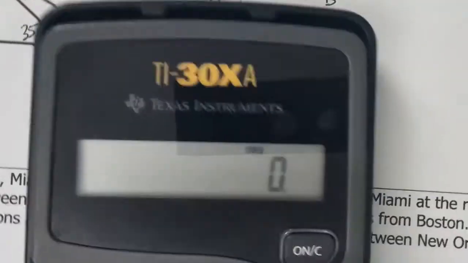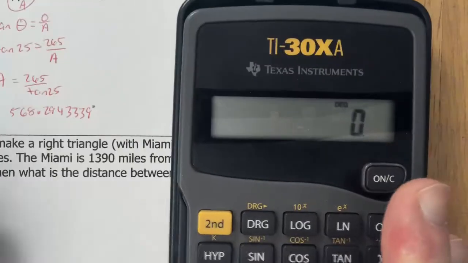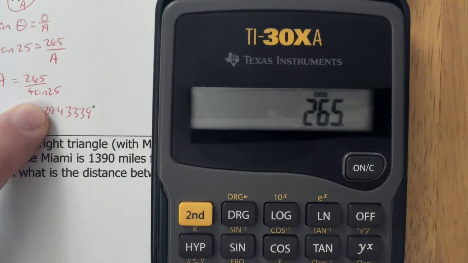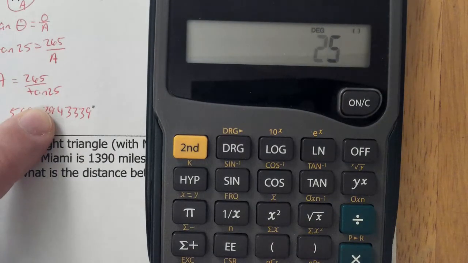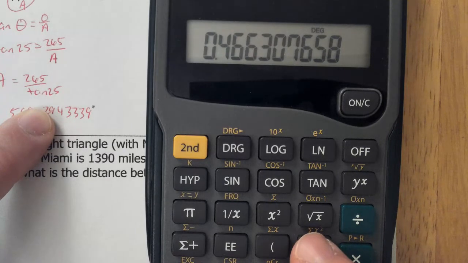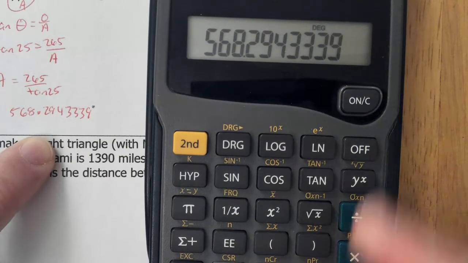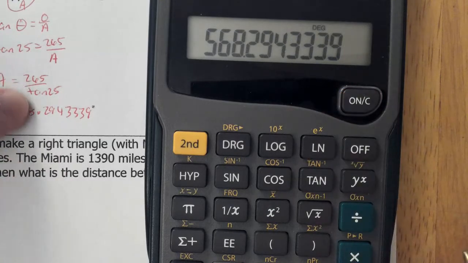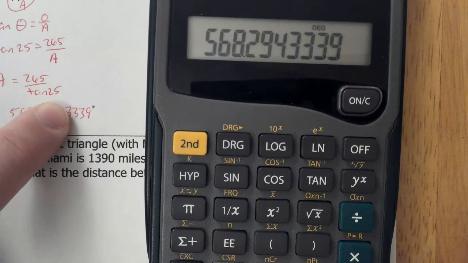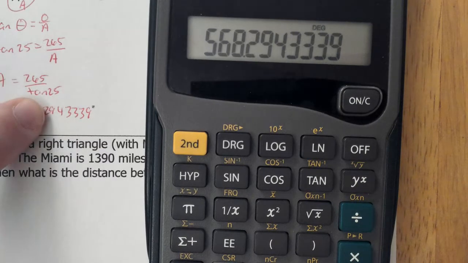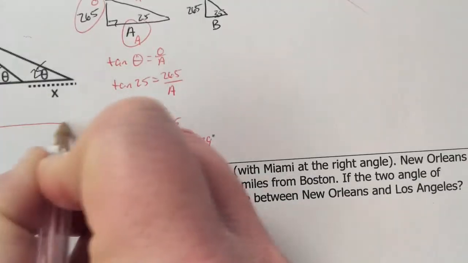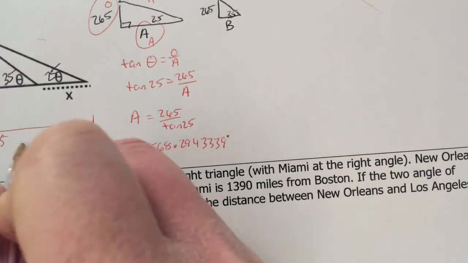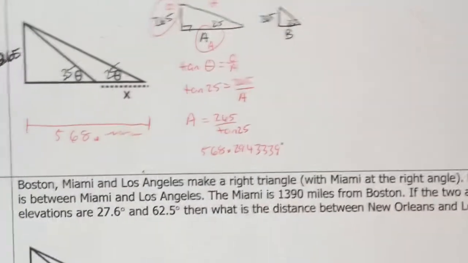Now, how would you type it in this calculator? Okay, in this calculator, you would do 265 divided by, and you would use parentheses. So divide by parentheses, 25 tan, close parentheses, equals. Or you could just totally separate them. So find the tan of 25, get a decimal, so 265 divided by whatever decimal, and you would still get this number. So you do what works for you. Okay, so we have this number. So this big number right here is 568 point a bunch of stuff.